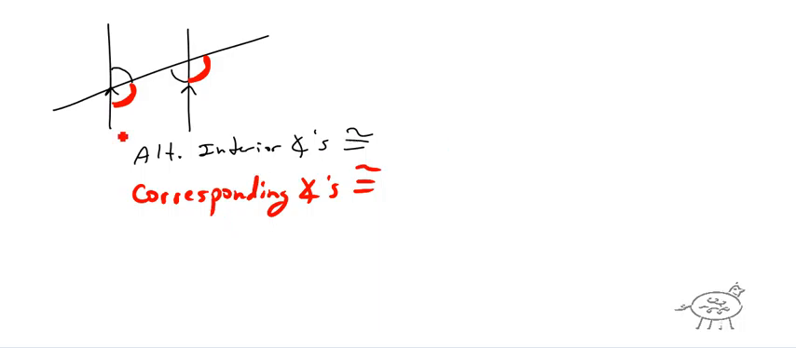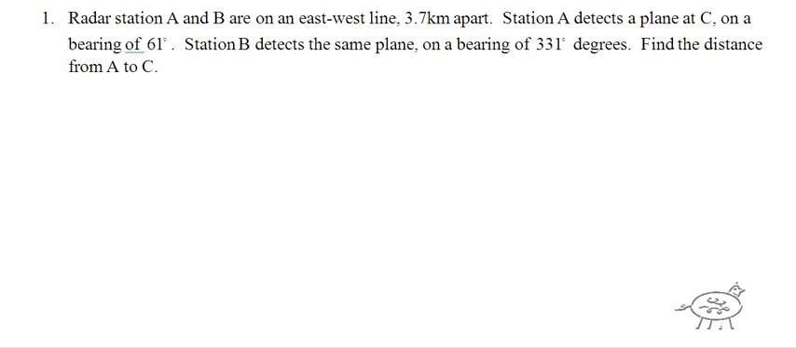Let's do our first example. Radar stations A and B are on an east-west line. Right away, I'm going to draw an east-west line, a nice horizontal line, and label A and B. The important thing here, math fans, is whether A is first and then B, or B and then A.